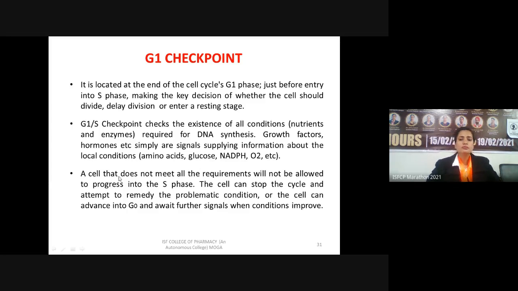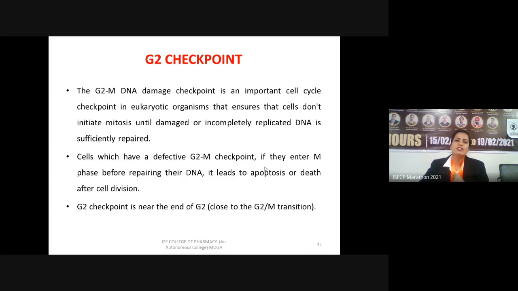If a cell does not meet all the requirements mentioned above, then the cell will decide not to progress into the next phase, that is the S phase. At that point the cell division will be stopped. Whenever the cell decides not to divide, the cell will go into the G naught phase, that is the resting phase, and it will wait for signals for when the conditions improve. If the conditions improve, the cell can again start the division cycle. Next checkpoint we have is the G2 checkpoint.